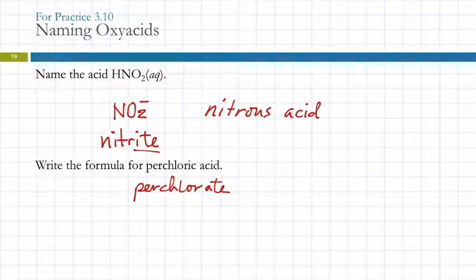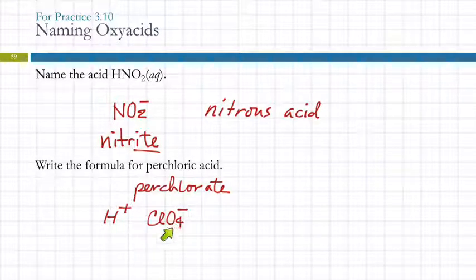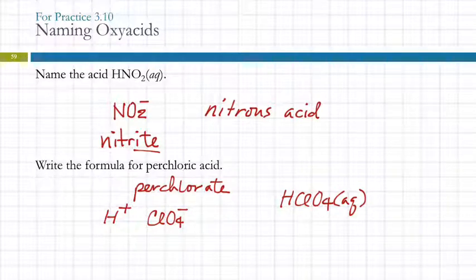So we need to write the perchlorate ion. Chlorate is ClO3 with a -1. Perchlorate has an extra oxygen because it's hyperoxygenated. ClO4 has a -1 charge. How do we make this into an acid? We combine it with hydrogen ions. Put them together. This has a -1 charge, so this is going to need 1 hydrogen. And so we're going to write the formula HClO4, and then, just to be strictly correct, put aqueous after it.